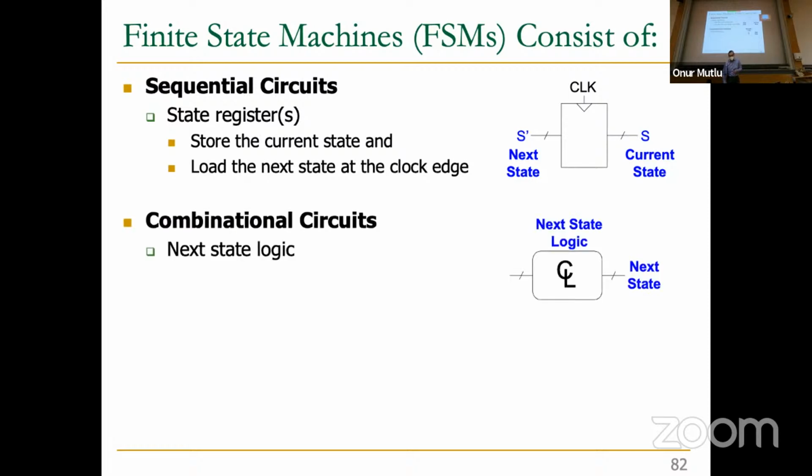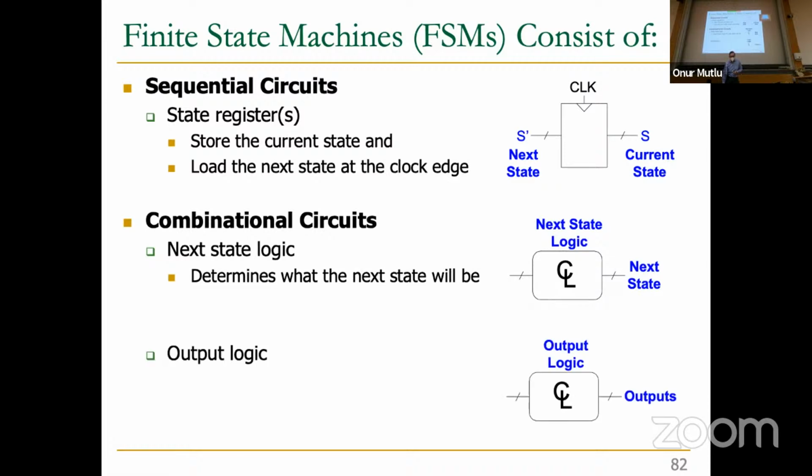Combinational circuits are the next state logic, which determines what the next state will be, and the output logic, which determines what the output should be.